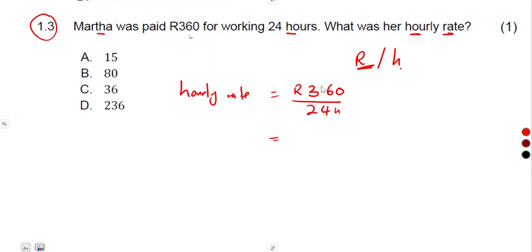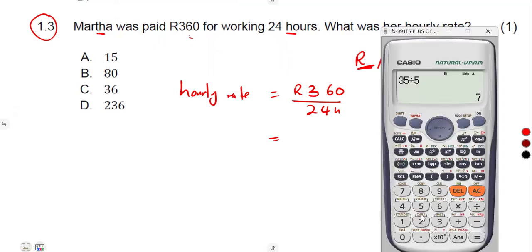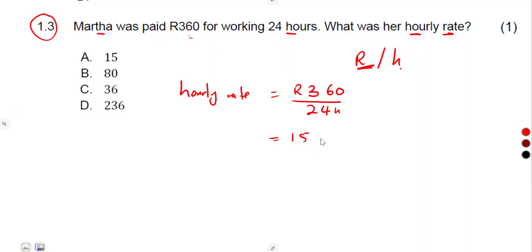It's going to give us the money that you're being paid per hour. 360 divided by 24 is 15. So she was paid 15 rand per hour. That is the money that is being paid.